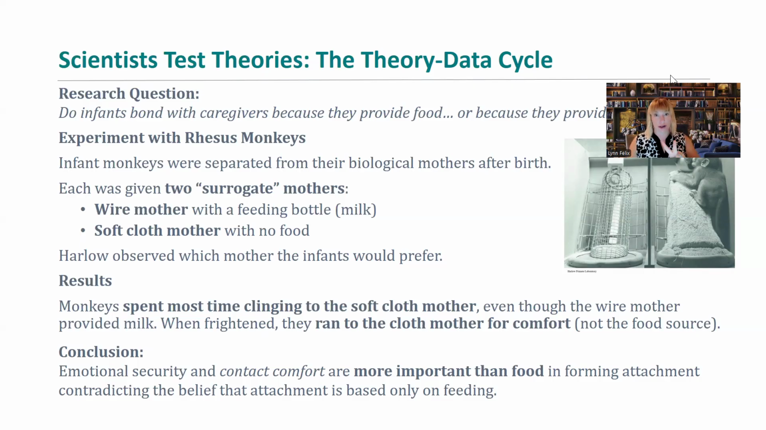Each was given two surrogate mothers. You have the wire mother, which is here, and it had a feeding bottle. There was milk, okay? And then it had the soft cloth mother, but the soft cloth mother had no food, okay? So Harlow observed which mother the infants preferred. The results were the monkeys spent most time clinging to the soft cloth mother, even though the wire mother provided milk. When frightened, they ran to the cloth mother for comfort, not the food source. So he concluded that emotional security and contact comfort are more important than food in forming attachment, contradicting the belief that attachment is based only on feeding.